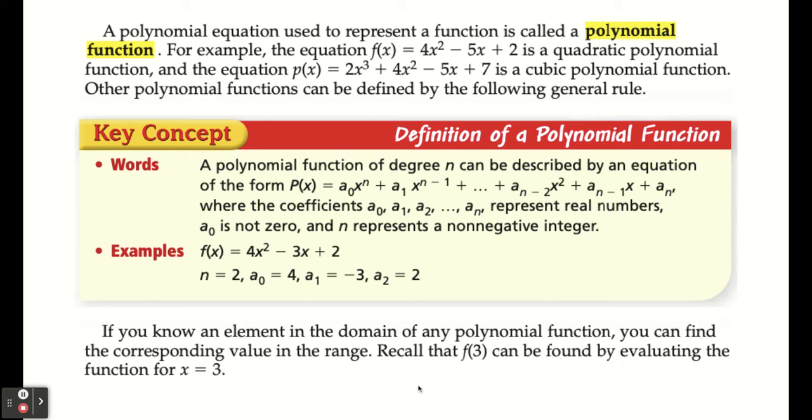And if you know an element in the domain of any polynomial function, you can find the corresponding value in the range. Recall that f of 3 can be found by evaluating the function for x equals 3. So if I wanted to evaluate this function at 3, I would substitute x with 3 in its place and evaluate the expression.